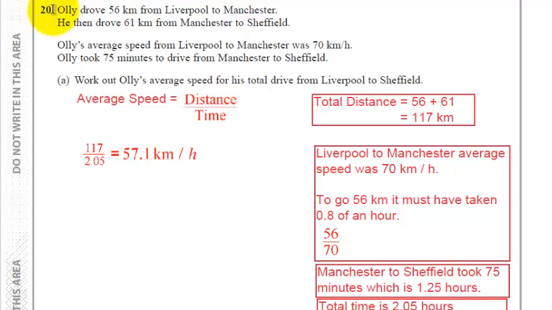Question 20. Ollie drove 56 kilometres from Liverpool to Manchester. He then drove 61 kilometres from Manchester to Sheffield. Ollie's average speed from Liverpool to Manchester was 70 kilometres per hour. Ollie took 75 minutes to drive from Manchester to Sheffield. Work out Ollie's average speed for his total drive from Liverpool to Sheffield.